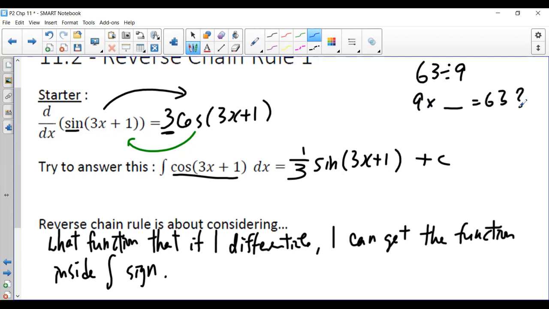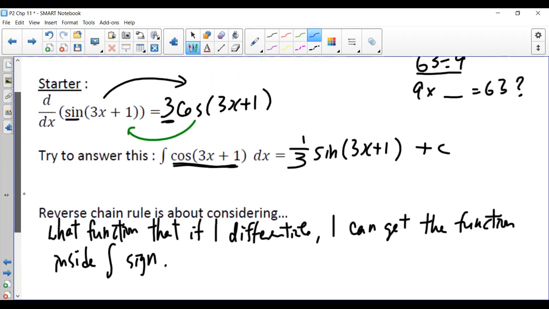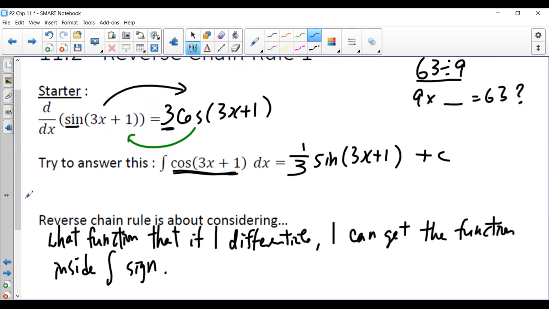We're not thinking about how do we divide, how do we do 63 divided by 9? Instead, we're thinking the opposite way around: 9 times what will give us 63. So for example, in here, we're not integrating cos 3x plus 1. We're thinking about what differentiates to give me cos 3x plus 1. Now, this concept will be quite hard to grasp, but we'll go through a few examples in here. Hopefully, you get the idea.